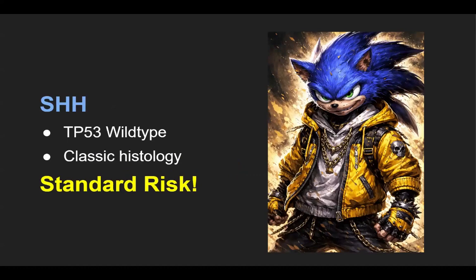What is this? This is a sonic hedgehog, very visible from the image. It is TP53 wild type. You can see its appearance. It does look savage, slightly wild. I don't mean any offense to any particular group, but it does look savage. Not very civilized, at least. And the histology is classic. So this is a TP53 wild type, sonic hedgehog, classic histology, because that was the histology we began with. And these are standard risk tumors. How do we know? Because this guy is wearing a yellow jacket.